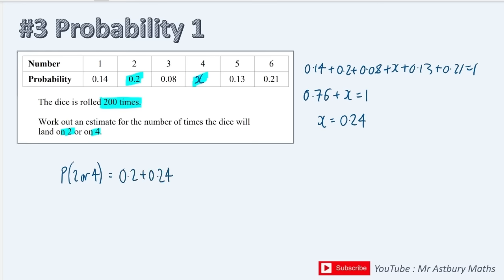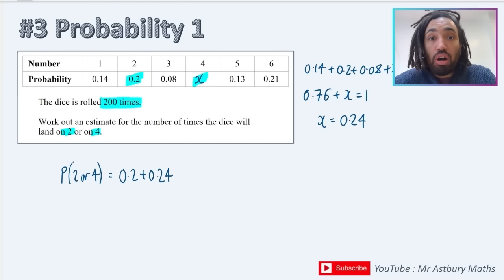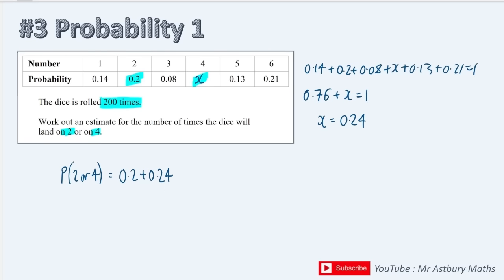Because top tip, if you see the word or, we're going to add probabilities. If you see the word and, we're going to multiply probabilities. And this is equal to 0.44.